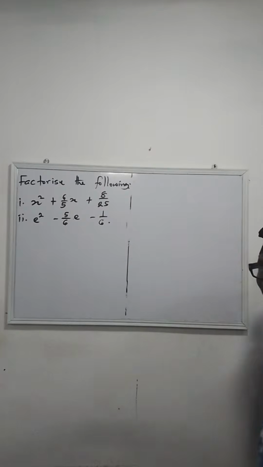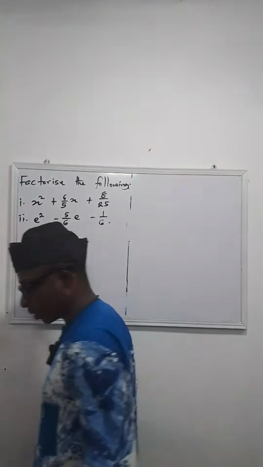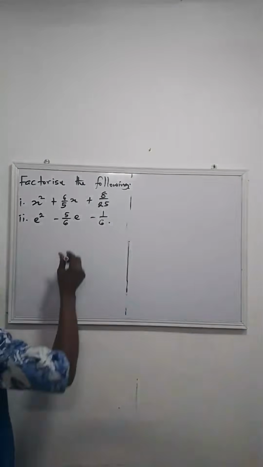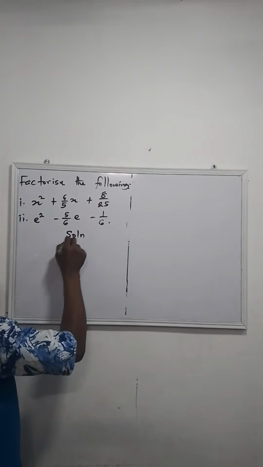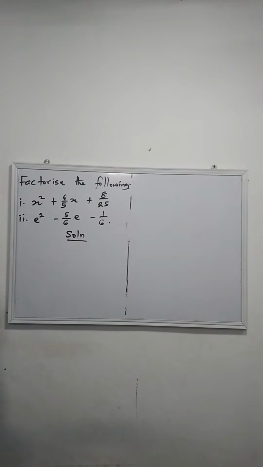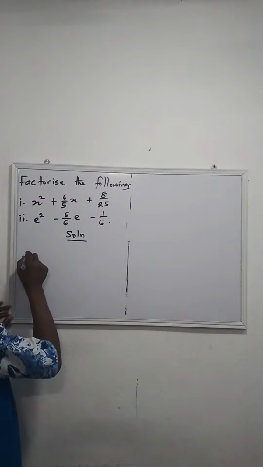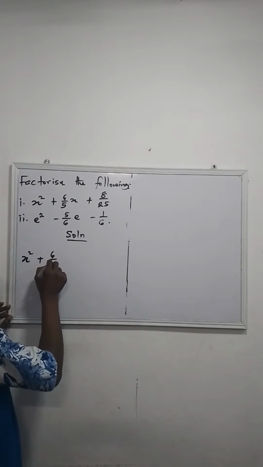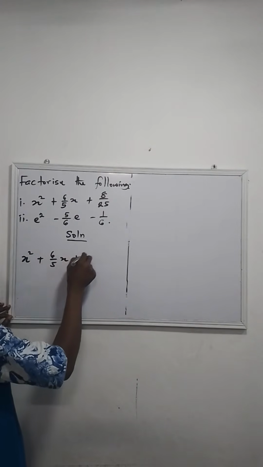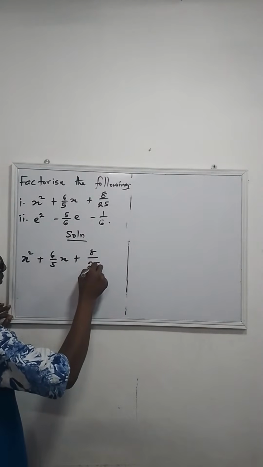All right, is it difficult? Okay, let's solve the problem together. I know some of you may be about getting your answer, so you can just compare with what you're going to have here. If you got the answer, let me know in the comment section. Now we have x raised to the power of 2 plus 6 over 5 x plus 8 over 25.